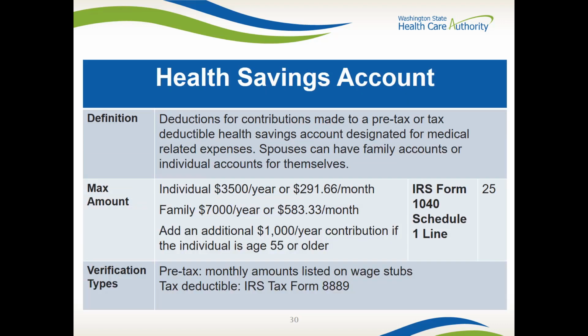Health savings account. This deduction is for contributions made to a pre-tax or tax-deductible health savings account designated for medical-related expenses. Currently, the maximum amount for health savings accounts depends on a number of factors, including age. Shown are the January 2020 amounts. These amounts are reported on line 25 of Schedule 1 and also on an IRS Form 8889.